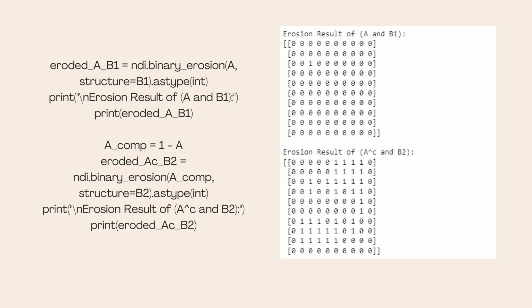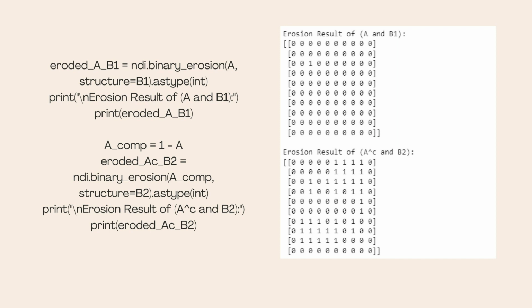Once our image and structuring elements are defined, we perform the following operations step by step. 1. Erosion of image A using structuring element B1, the foreground erosion. This operation checks where the structuring element B1 fits exactly within the foreground ones of the image. The output highlights those regions of A that match the shape of B1 perfectly. This result helps in identifying the potential locations of the desired object, for example, the T-shaped region.